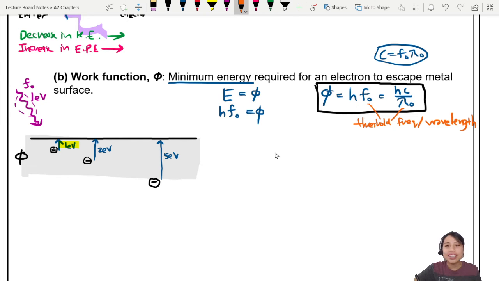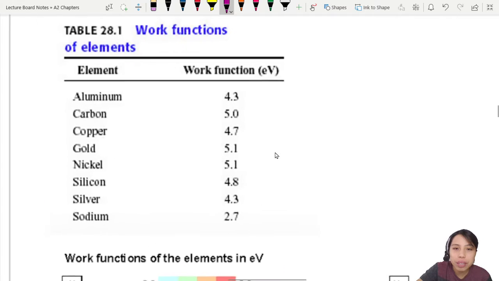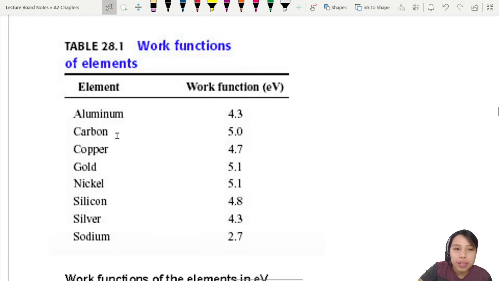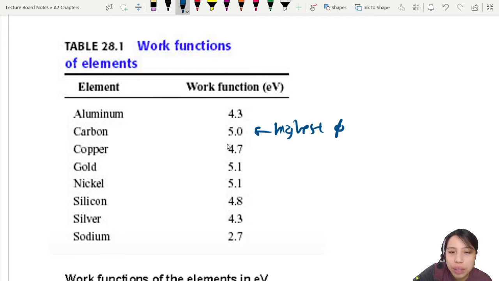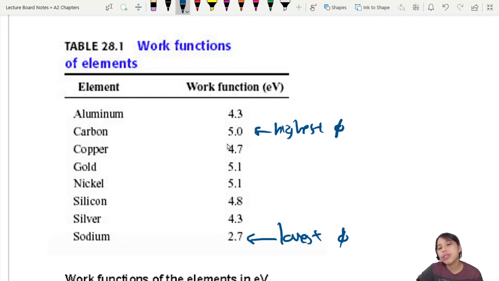Note that every metal has its own work function. Look at this side, I'll scroll and show you. Work function: aluminium 4.3, carbon 5.0, gold 5. Which one do you think has the highest work function? What is hardest to get electrons out of? You look and see, this one is the highest work function. Which is the lowest? This one is so low. Lowest means with a little bit of energy, electrons come out already. Highest work function, carbon, you need to shine a very high frequency electromagnetic radiation, then only electrons can come out.